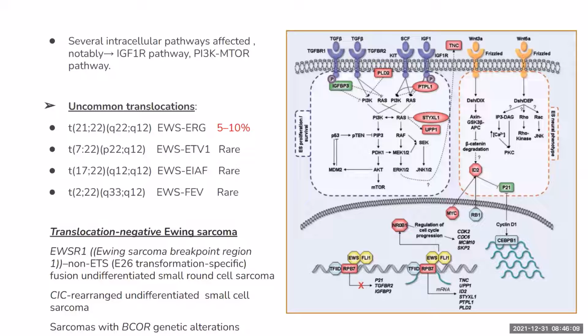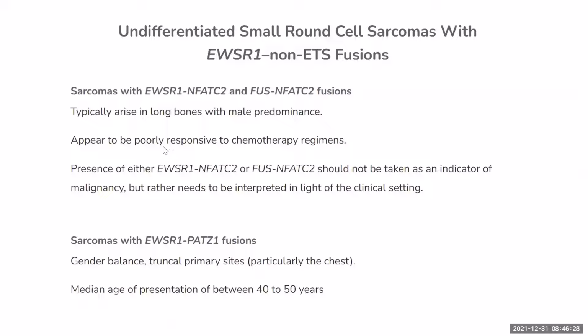Now, WHO last year has classified, apart from the Ewing sarcoma family, 3 other types of tumors. These are where patients do not have the classical EWSR1 fusion: undifferentiated small round cell sarcoma with EWSR1 non-ETS fusion, CIC rearranged undifferentiated small round cell sarcoma, and sarcoma with BCOR gene alteration. I will come to these 3 subsets later on. So the first one is EWSR1 non-ETS fusion.